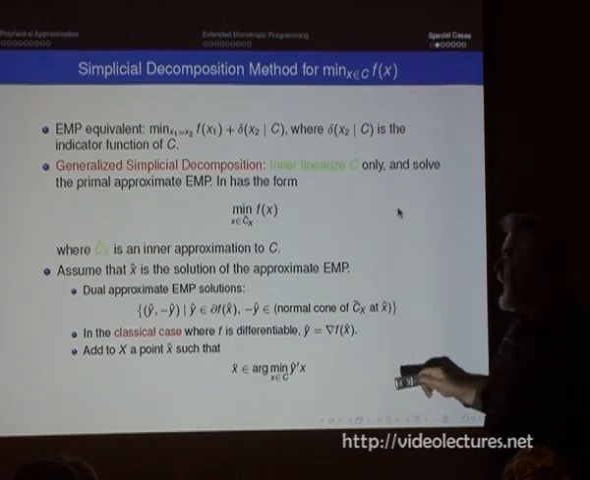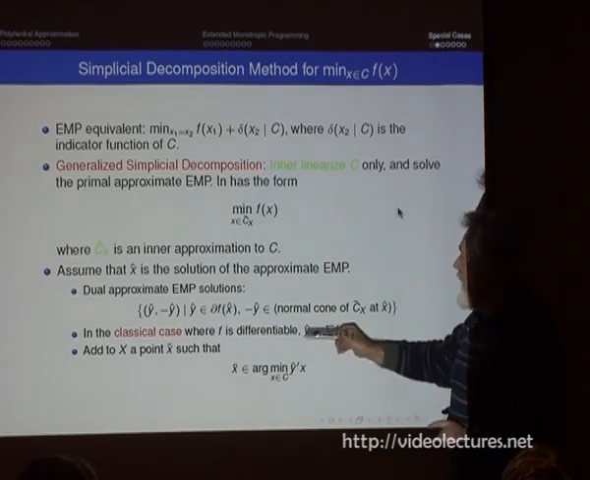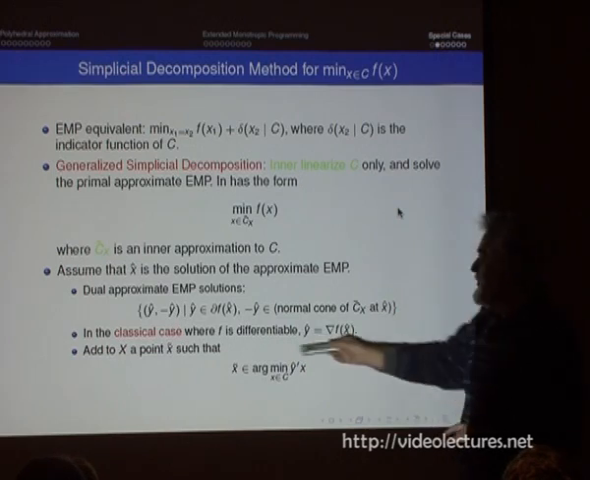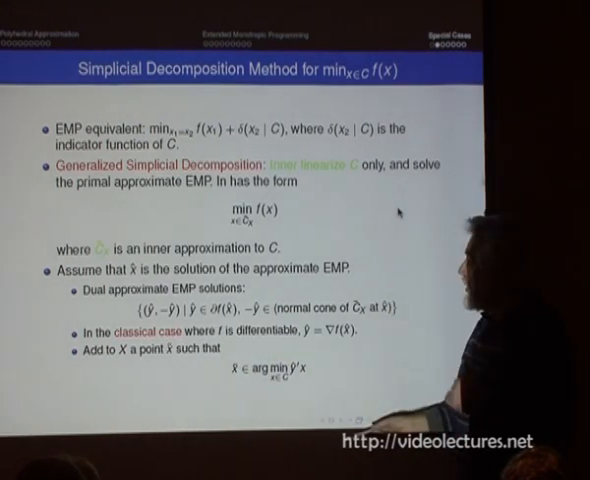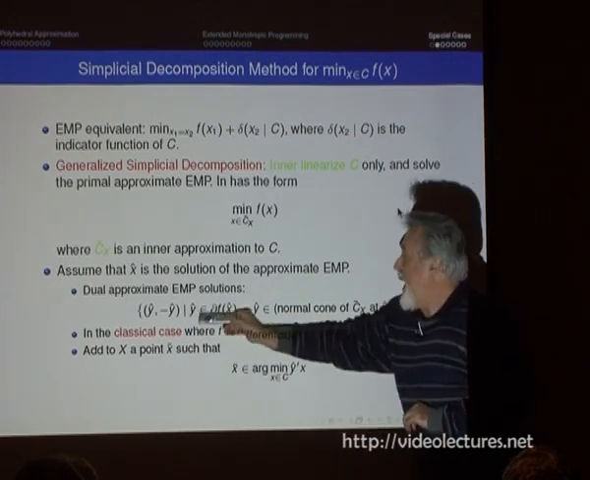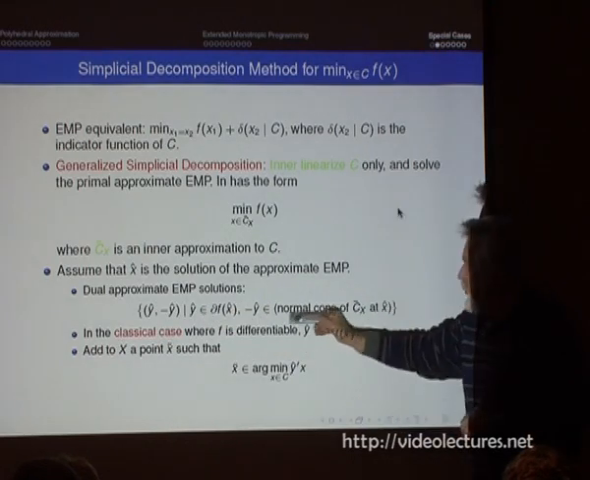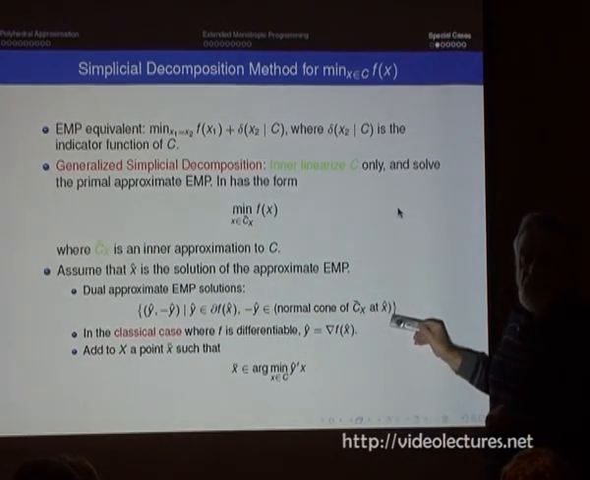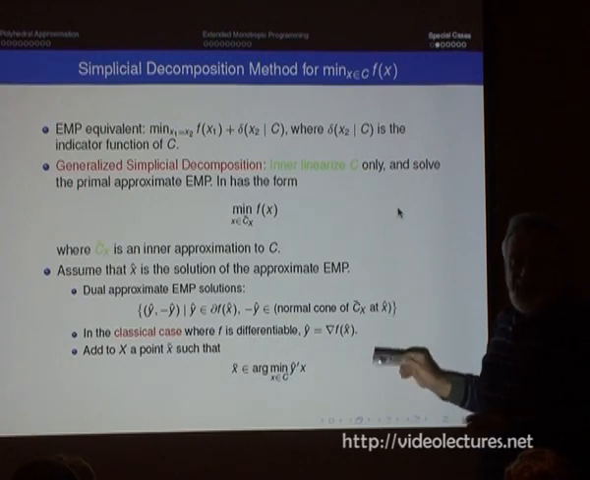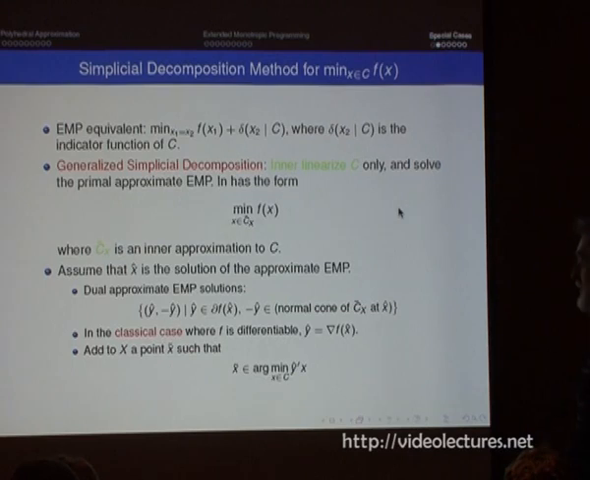Now, in the classical case, f is differentiable, and y hat is very simply obtained by this condition. In the non-differentiable case, which is new actually, you have to do some computation here to find not just any subgradient, but also one that belongs to the normal cone of this polyhedral set. And that's more complicated than just differentiating.